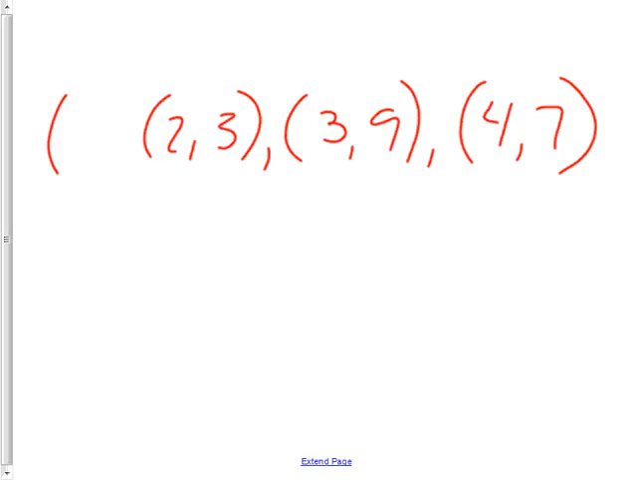So if I add this to my list, you can probably guess what I'm going to do here. Now, is it a function? No, because I put in a 3 2 different times. I got 2 different things. It's not dependable. It is not a function.